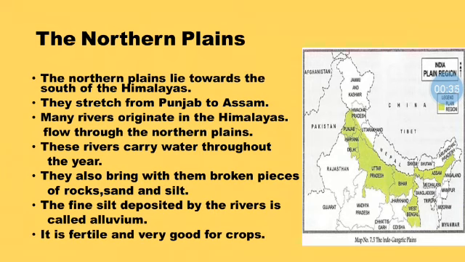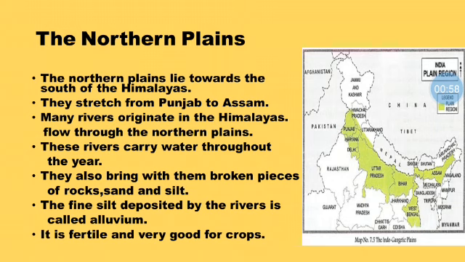Children, what are plains? A plain is a flat and a level land. A flat and a level land is called a plain. So, in India, we have got northern plains and coastal plains. Today, we shall discuss only about the northern plains.